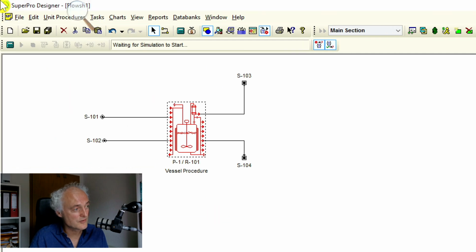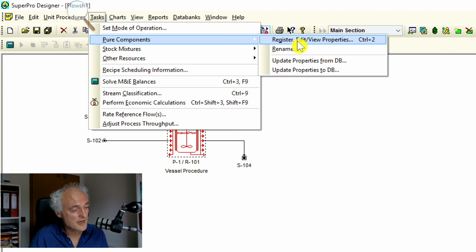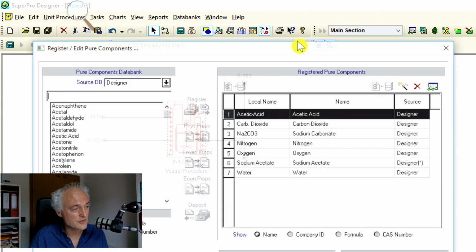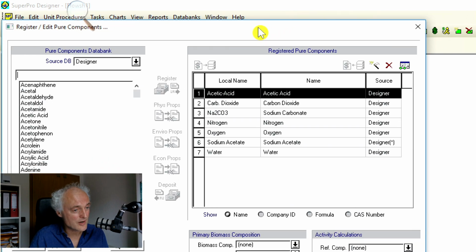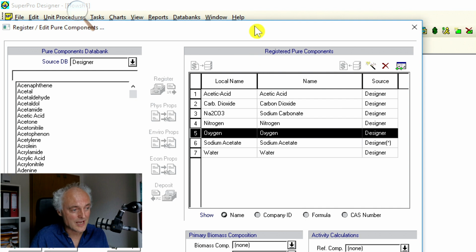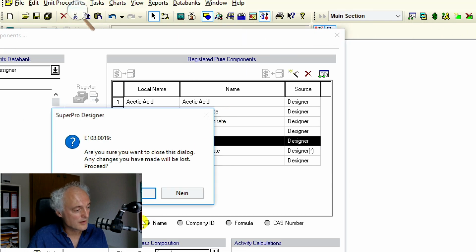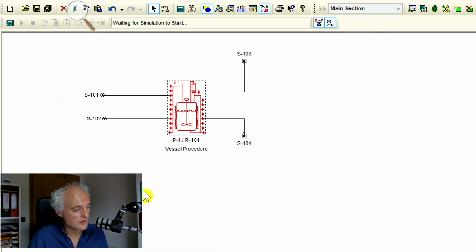And the same is true if you go to tasks, pure components, register edit view, so it's the same. So you have our components here. And if you, for example, want to take out the oxygen for whatever reason, you also go to this, delete, and then the oxygen is gone. Yeah, and then of course you can edit again. Okay, so I want to close this dialog.